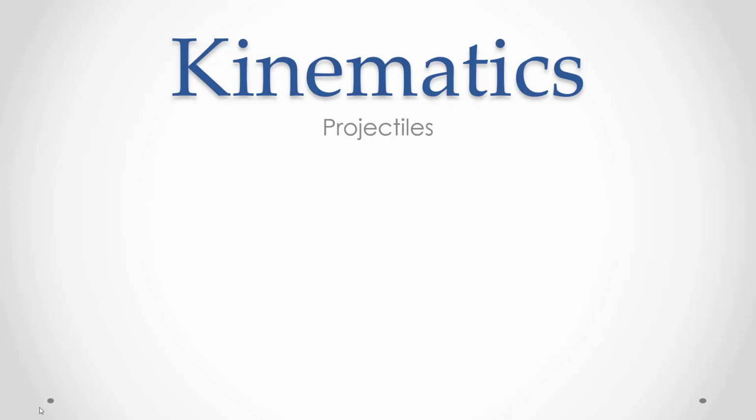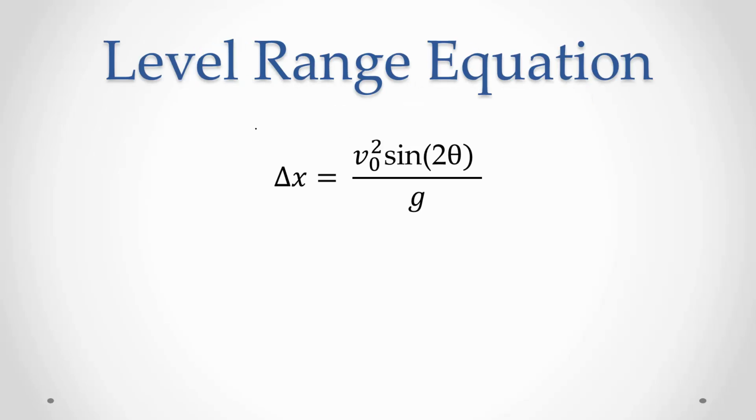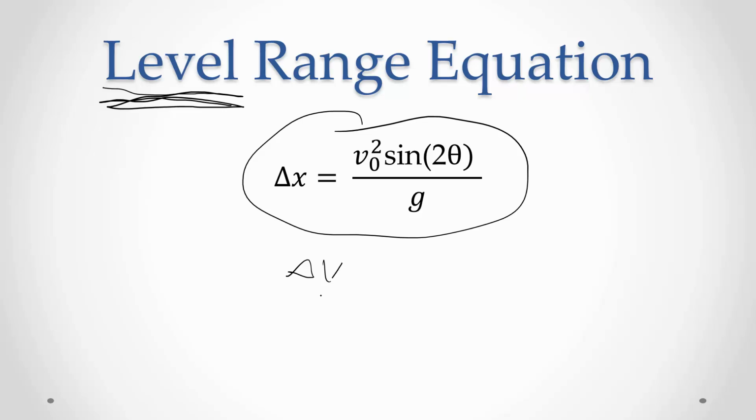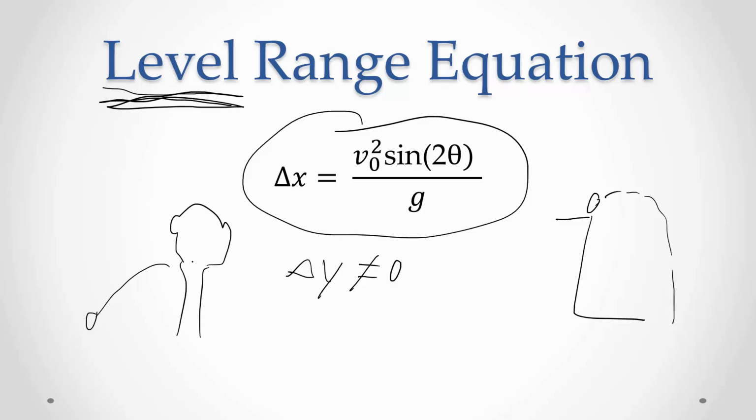seen before. So to start out with, I am going to remind you of this wonderful equation here, the level range equation, stressing level. Please do not ever use this equation if you have a delta y that is not equal to 0. So if you are throwing something off a cliff, for instance, you cannot use this in that case because your delta y is not 0. If you're throwing something up at, I don't know what, some monkey in a tree, as we physicists like to talk about. Here's your monkey hanging in your tree, I don't know. Anyway, you cannot use it then.